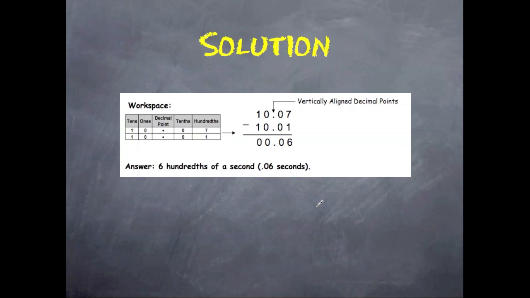So let's check our solution. It shows what we did before with the decimal points lined up. You have the tens place and the ones place for the 10, and the tenths place and the hundredths place for the numbers after the decimal point. Like we did, they vertically aligned the decimal points. They subtracted 1 from 7 to get 6, subtracted 0 from 0 to get 0, put the decimal point there, and 10 minus 10 is 0. So the answer is 6 hundredths of a second, or 0.06 seconds.